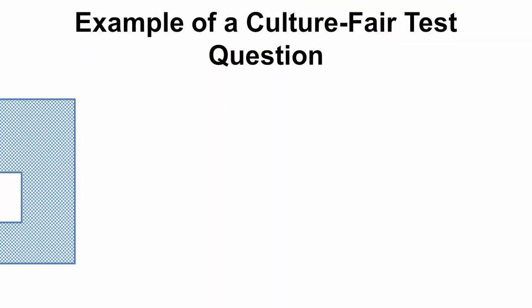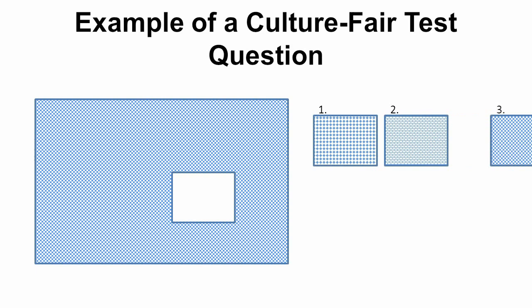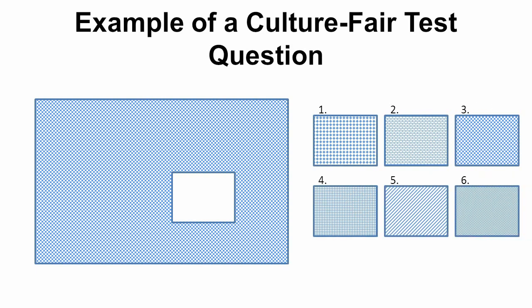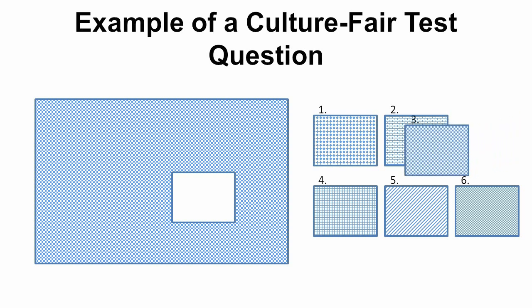And then lastly, here's a question that was much more culture fair. This is a question that doesn't require any kind of specialized knowledge or skill. It seems to be much more directly about intelligence. Here you see some patterns, and the problem is you need to figure out which one of these 6 options fits the pattern on the left. And that would be, of course, number 3.